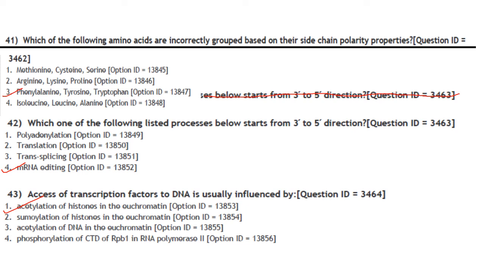So the answer here is phenylalanine, tyrosine and tryptophan. So phenylalanine and tryptophan, they are hydrophobic and tyrosine is polar. So answer here is option 3.